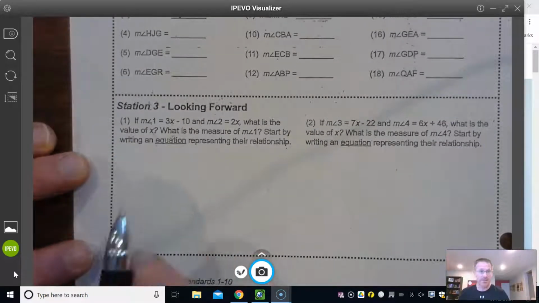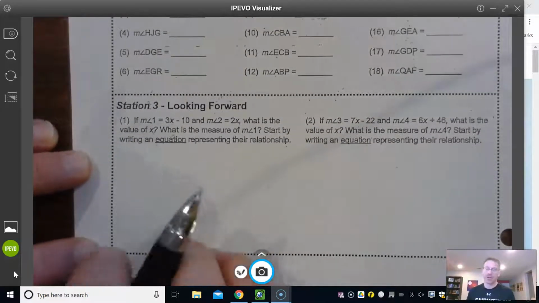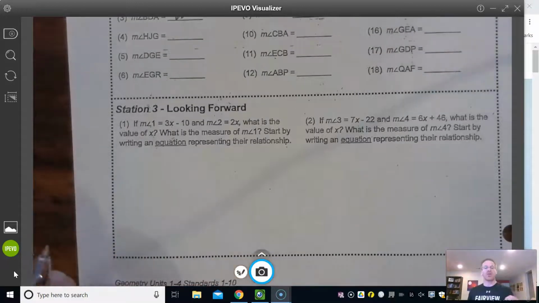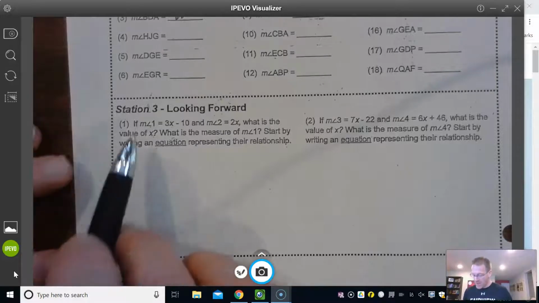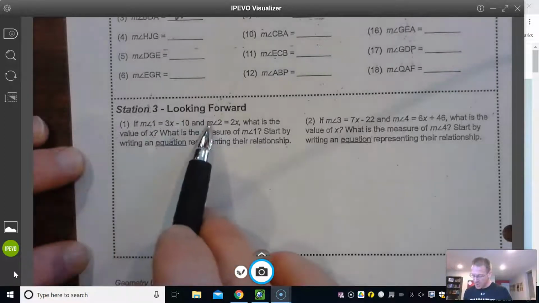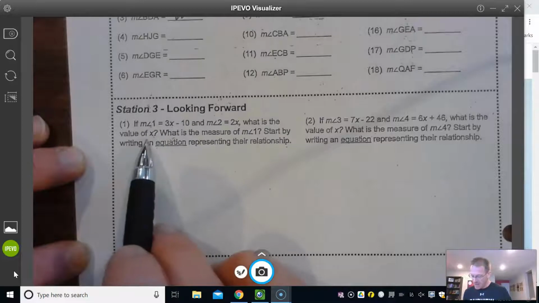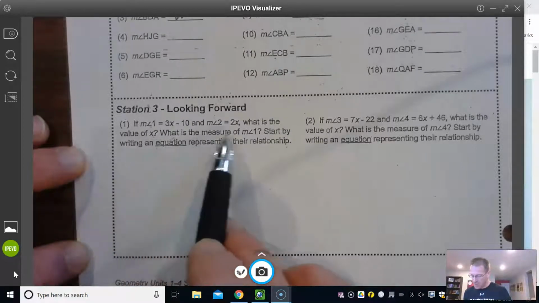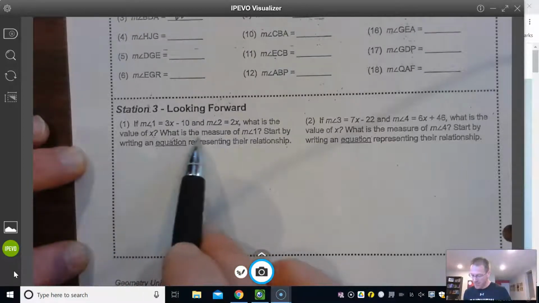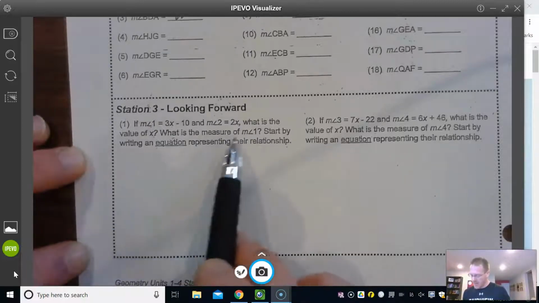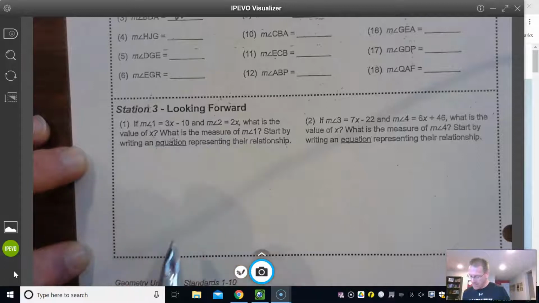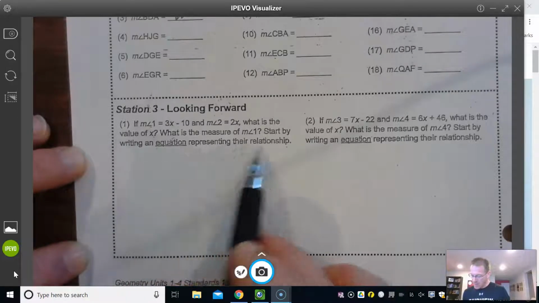Now let's look at number 1 here in station 3. What we also have to do sometimes is write an equation based on the information we know. The measure of angle 1 is this, the measure of angle 2 is this. What is the value of x? What is the measure of angle 1? Start by writing an equation representing their relationship.